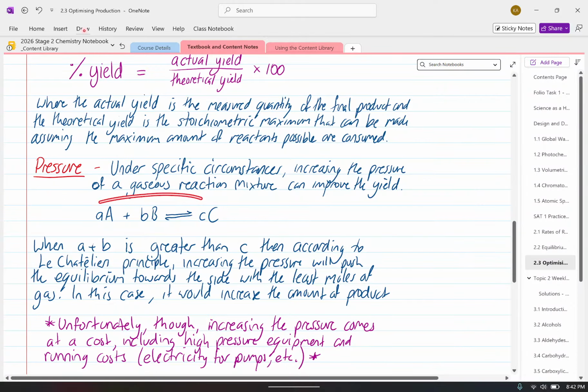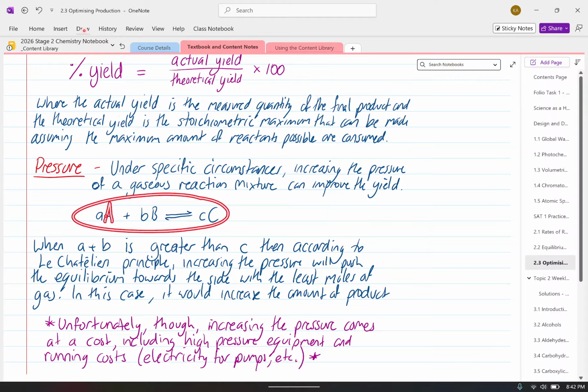Now, here is a generic equation. So we have chemical A, chemical B, and chemical C, and we have the stoichiometric coefficients in front of them there.